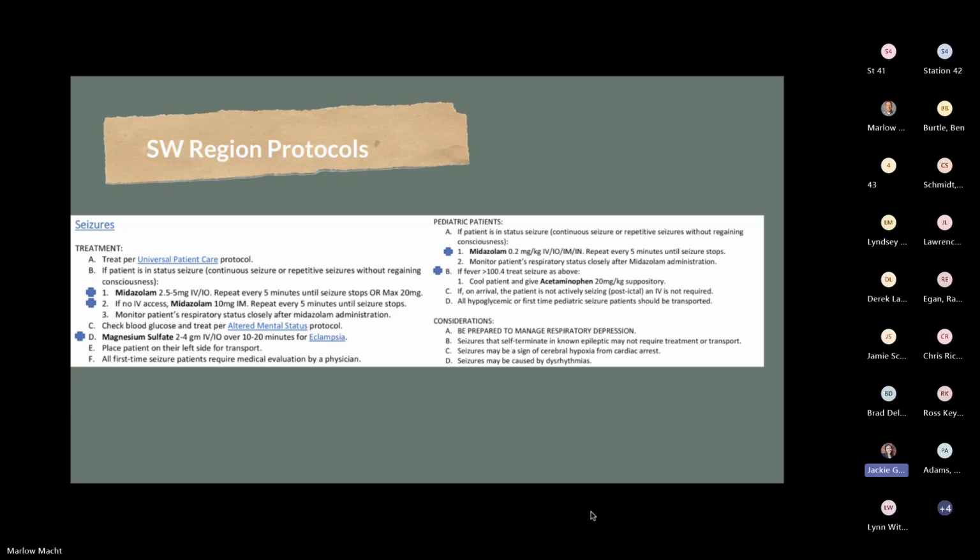So if the patient is in status seizures, those are seizures that are continuous or repetitive without a return to normal mental status, you would be inclined to treat them with Versed, ideally 2.5 to 5 milligrams IV or IO, repeated every 5 minutes until the seizure stops and stopped at 20 milligrams. If IV access is not available, you can give IM dosing. 10 milligrams is the recommended dose every 5 minutes until the seizure stops.